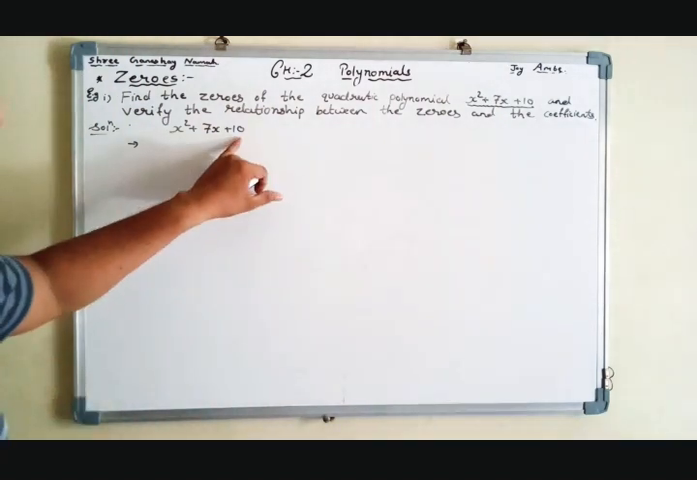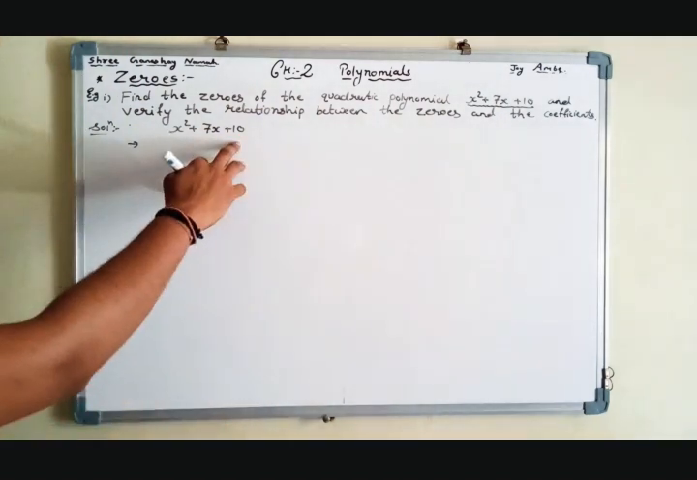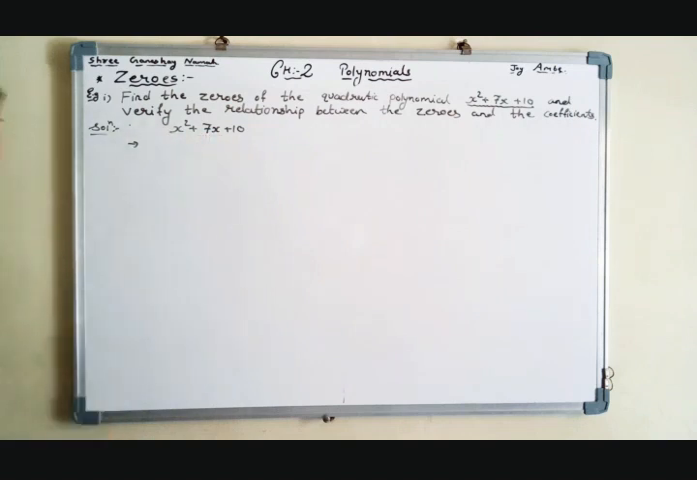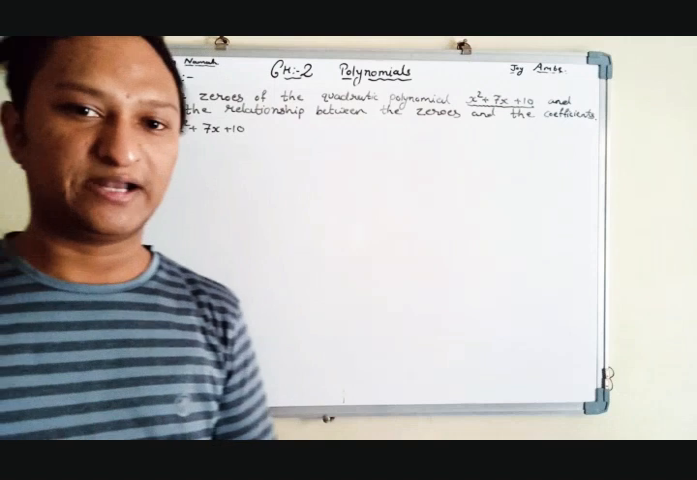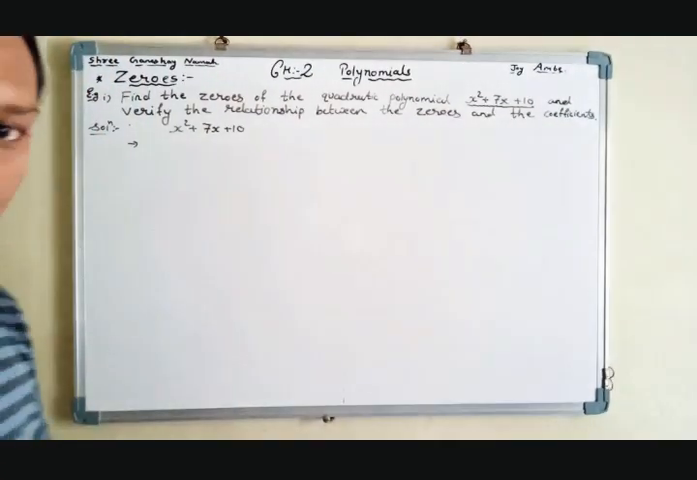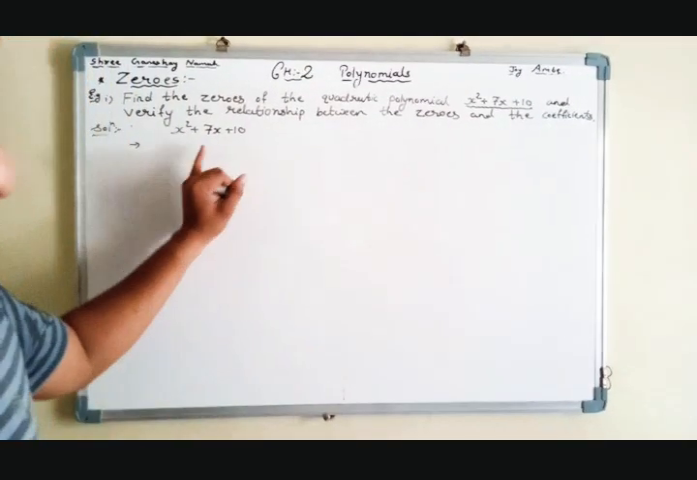You will have to find the factors of 10 such that by adding them we will get 7. So what are the factors of 10? First one is 1 tens are 10, or 10 ones are 10. Second one is 2 5s are 10, 5 2s are 10. 5 plus 2 is 7.